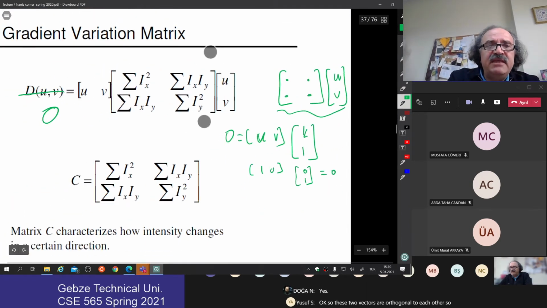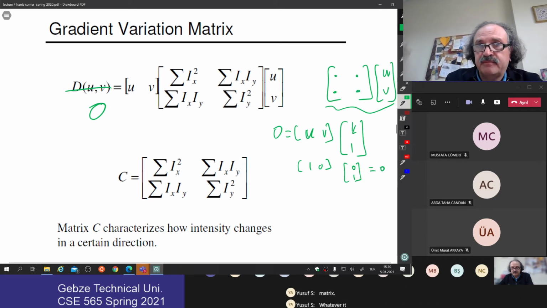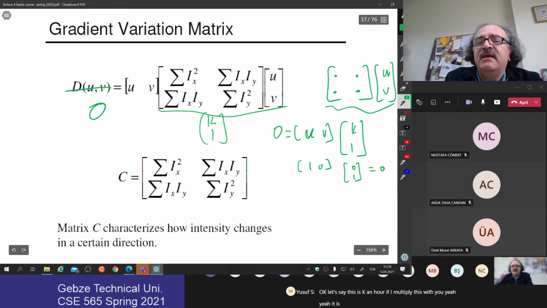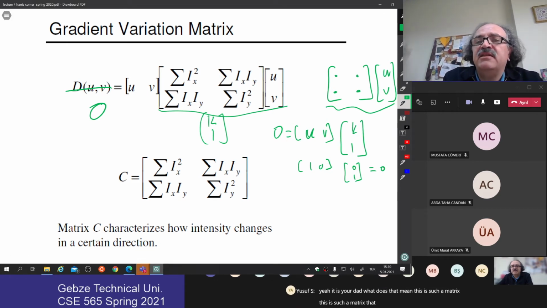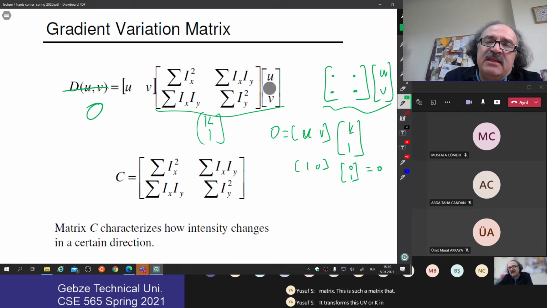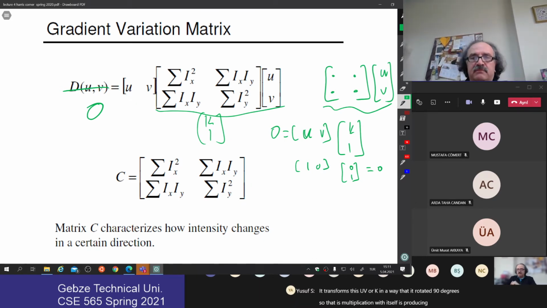So what I'm saying here is that if I multiply this UV with this matrix, whatever it produces, let's say this is K and L, and I multiply this with UV again, it is 0. Then what does that mean? This is such a matrix that it transforms this UV in a way that it rotates it 90 degrees so that its multiplication with itself is producing 0. So that's interesting, and we are going to use this in a few minutes.